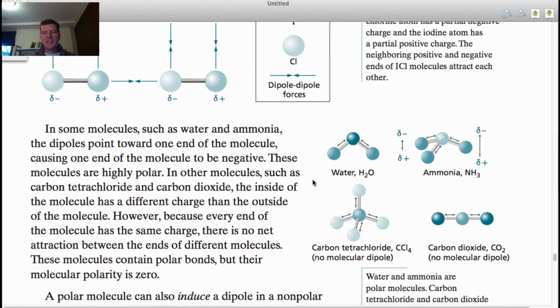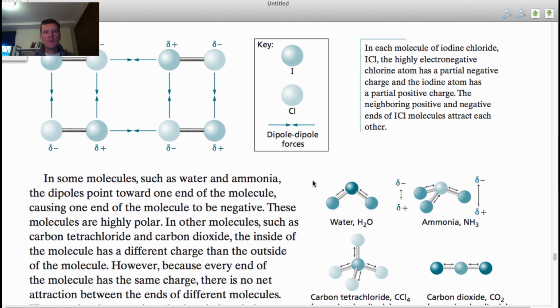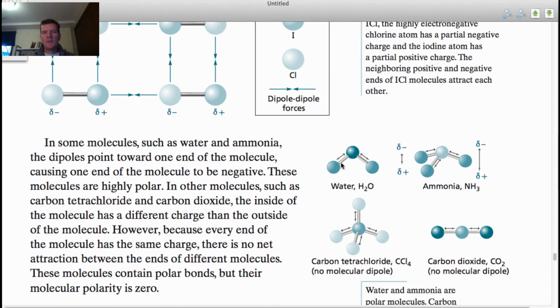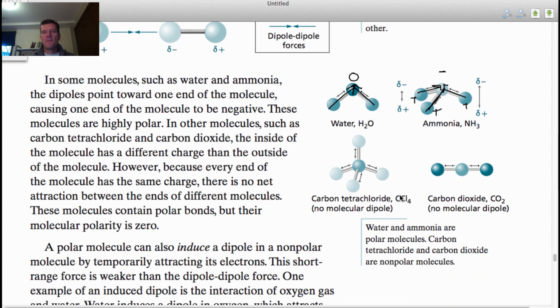So here are some examples of molecules that have dipoles in them. I mentioned water already, and in water, the dipole is pointing toward the oxygen because oxygen pulls on the electrons a little more strongly. Here you have ammonia, the electrons are pulled more towards the nitrogen. So this side is going to be a little more negative, and where the hydrogens are, a little more positive. Okay?